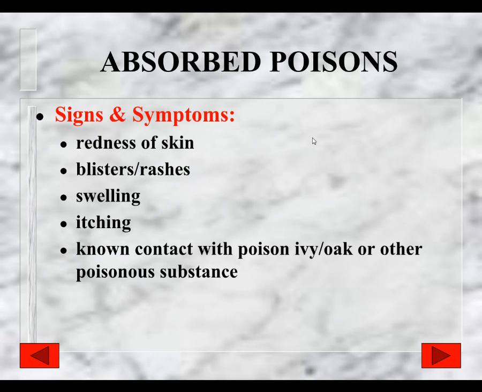You're going to see redness to the skin. So they're going to look really flushed, especially if it's carbon monoxide. With absorbed poisons, they may have blisters or rashes. They may have swelling around the mouth and nose. I'm sorry. Swelling and itching around the area where they've come in contact with an absorbed poison.